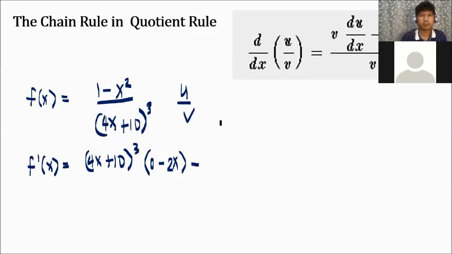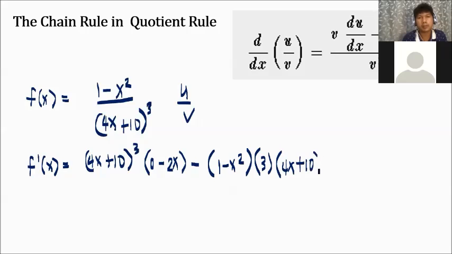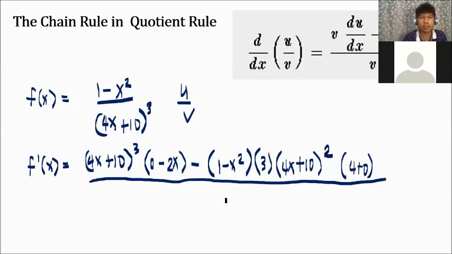then minus copy u, 1 minus x squared, and 1 minus x squared, then this one, derivative of v, so this is 3 because the exponent is 3, 4x plus 10, then 3 minus 1 is 2, then derivative of 4x plus 10 is 4 plus 0. Then all over v squared.